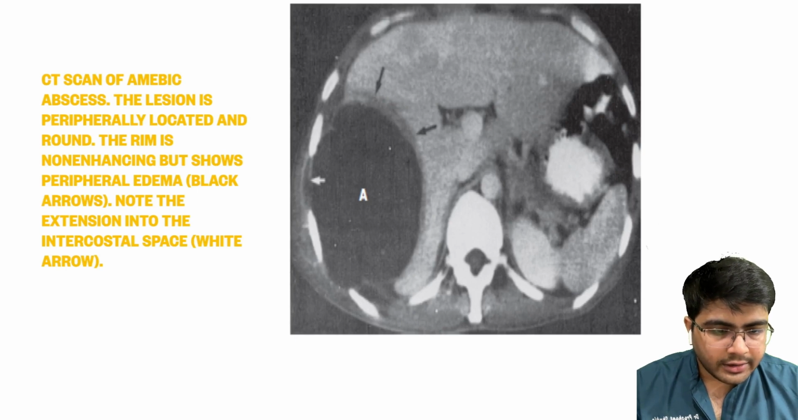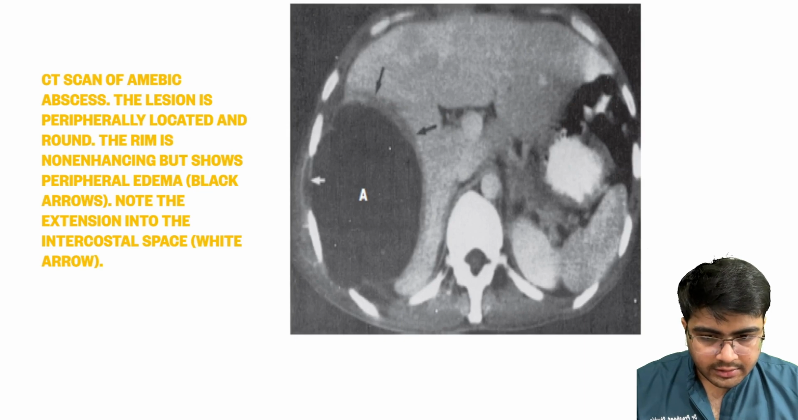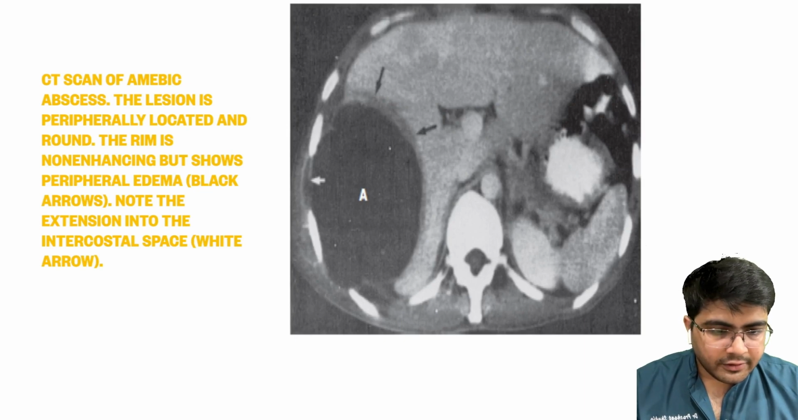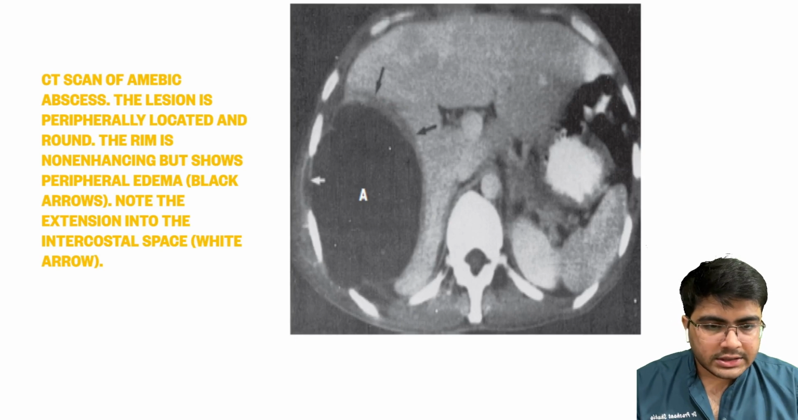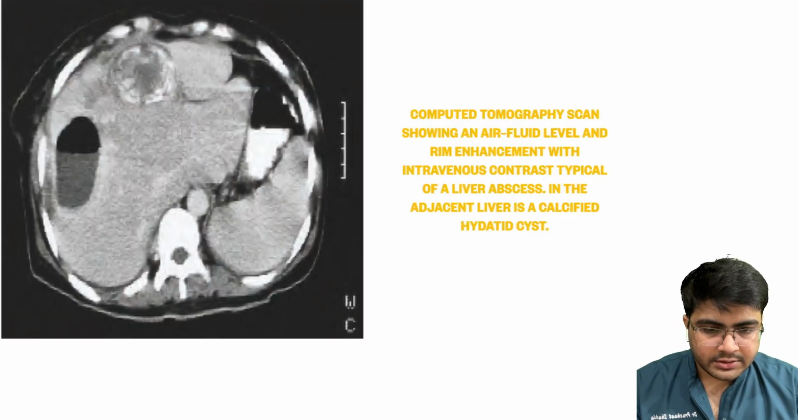You can see the black arrows, that is, it shows the non-enhancing rim but shows peripheral edema. There is adjoining peripheral edema in the liver tissue, and there is extension into the intercostal space shown by the white arrow. So this is classical of amoebic liver abscess.